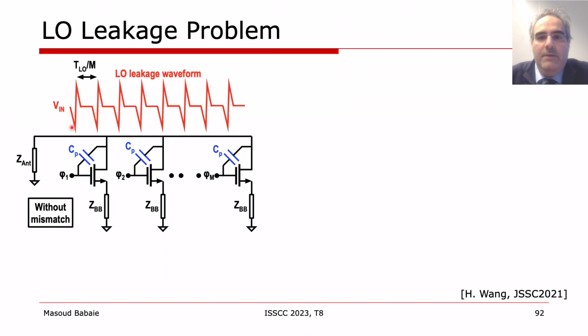This doublet waveform repeats itself every TLO over M in a perfectly matched scenario. Consequently, the spectrum of the input port has some components at integer coefficients of M times FLO, which are far away from the desired Rx band.